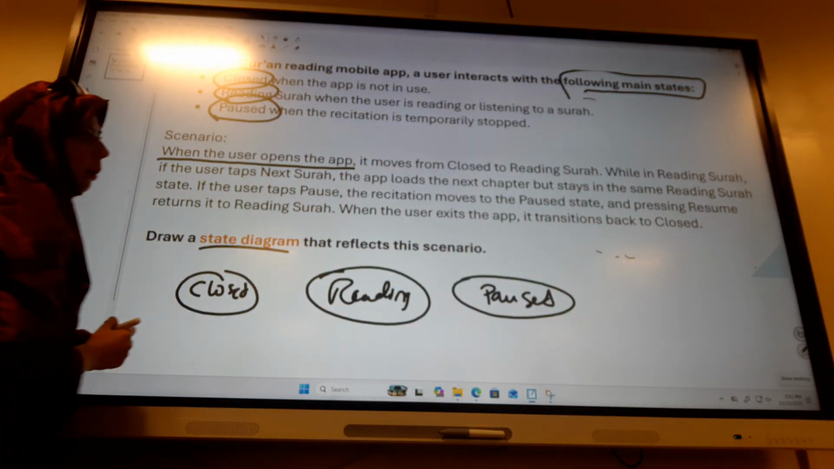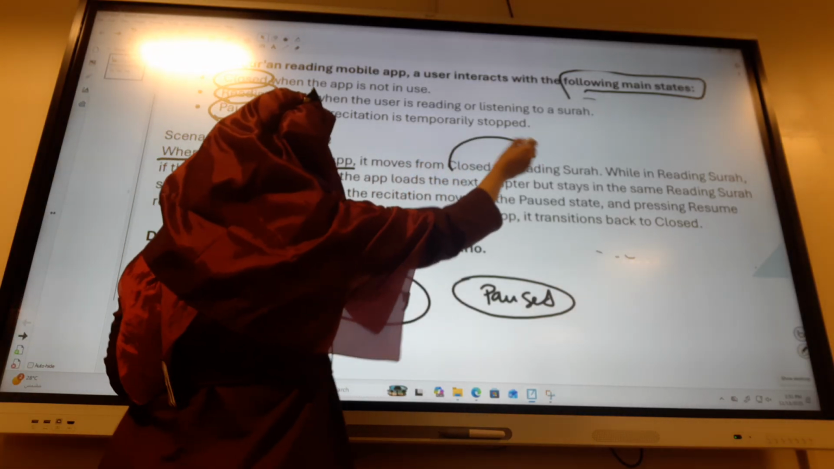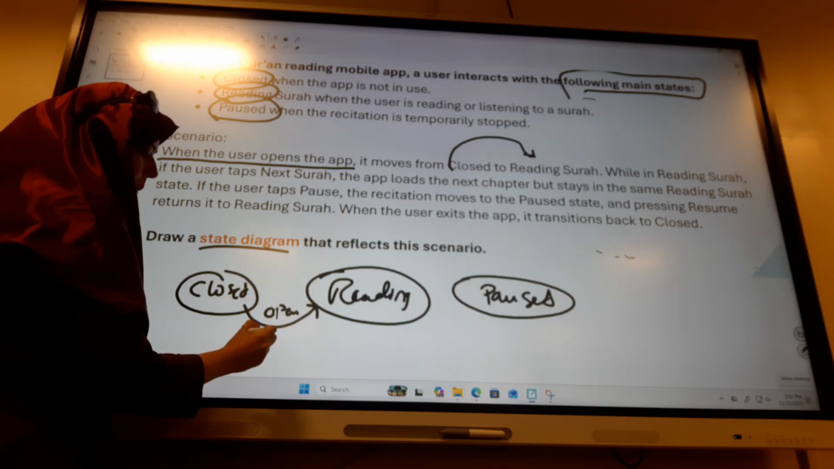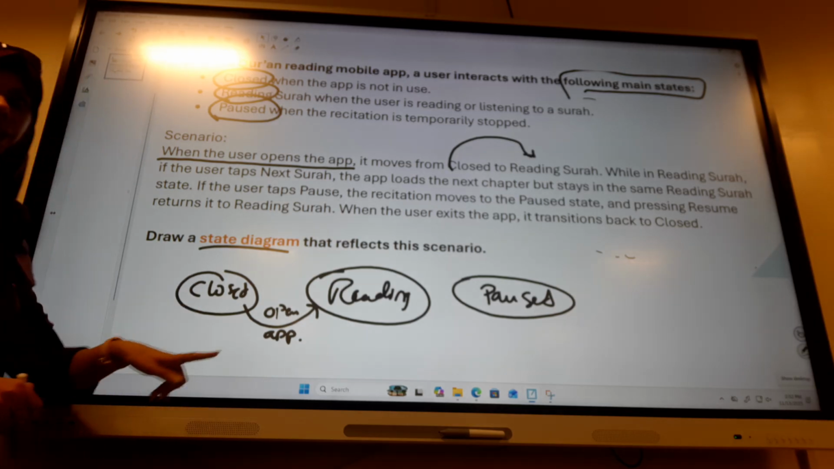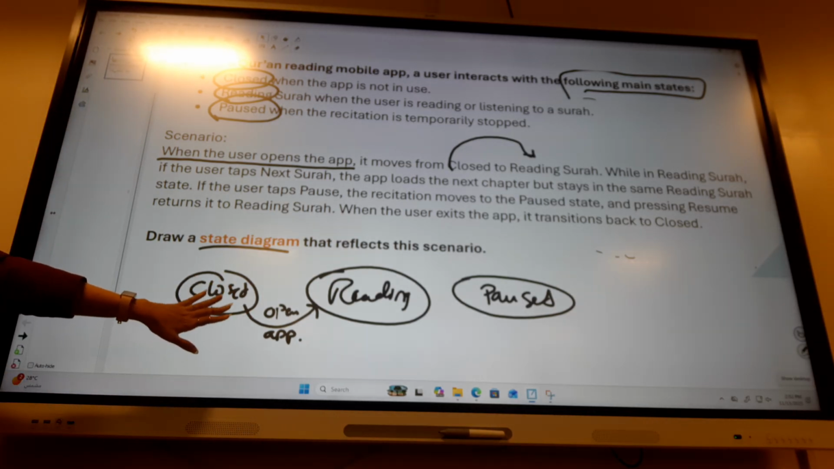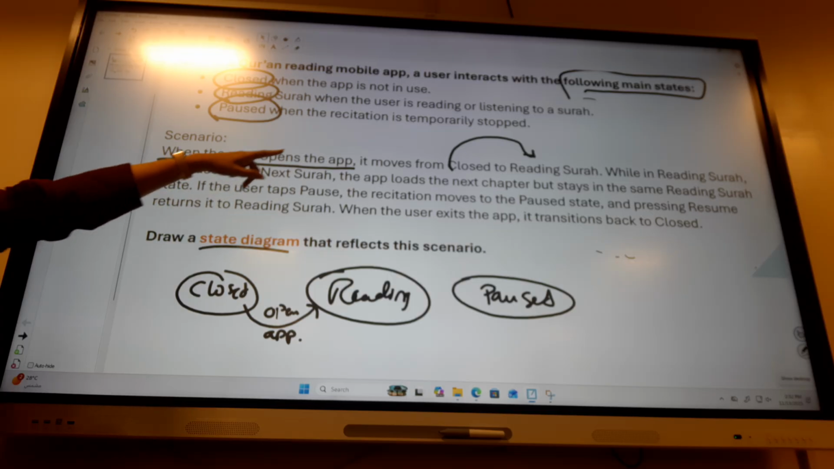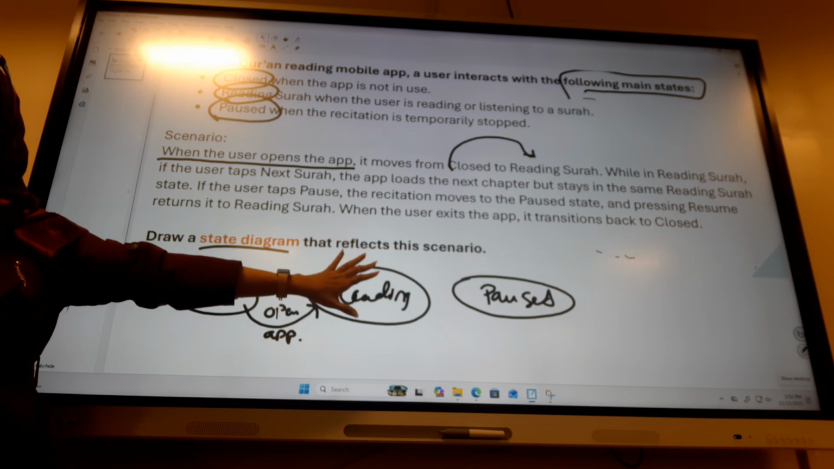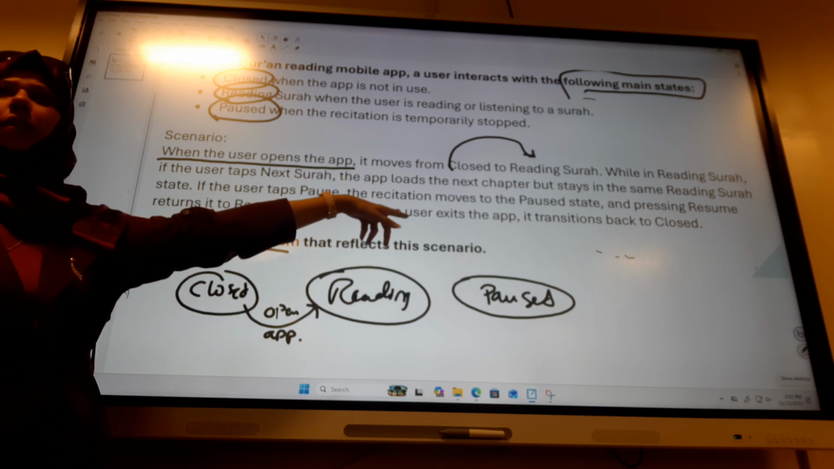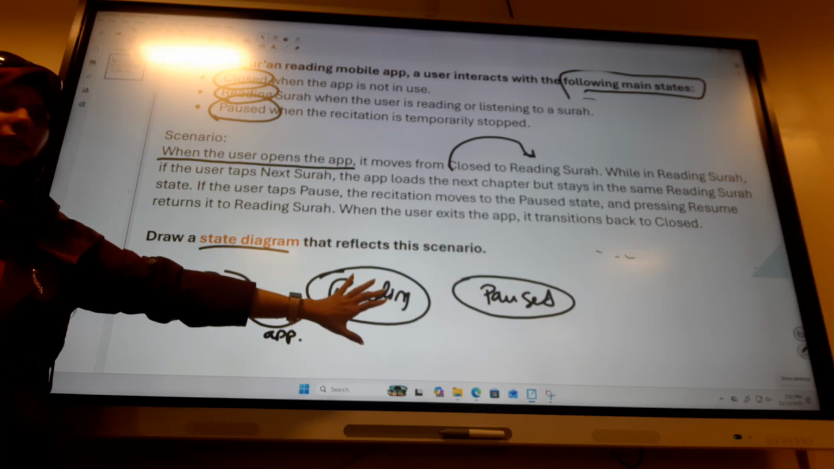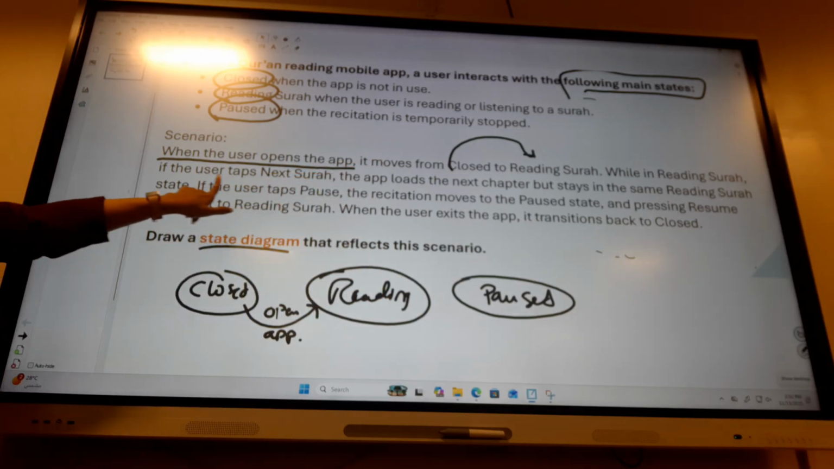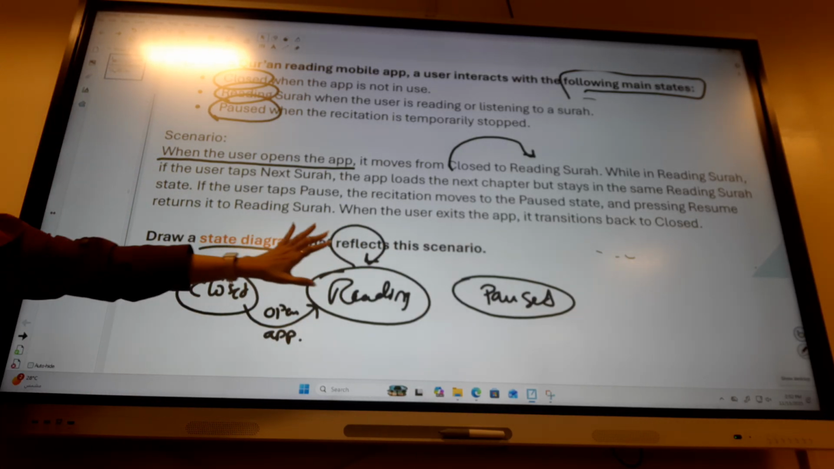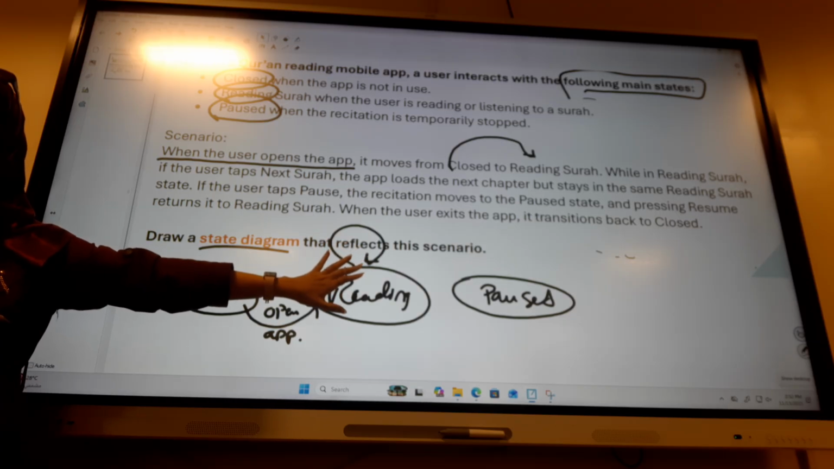So when the user opens the application, it moves from closed to reading. So from here to here, it's on opening application, right? So that's the first piece of info. All right. Second one is what? While in reading surah, so while here in this state, when the user taps on next, the app loads next chapters. So you keep on loading, right? But it stays in the same reading state. So what we do here is what? A recursion. So it's self-looping. Self-loop.